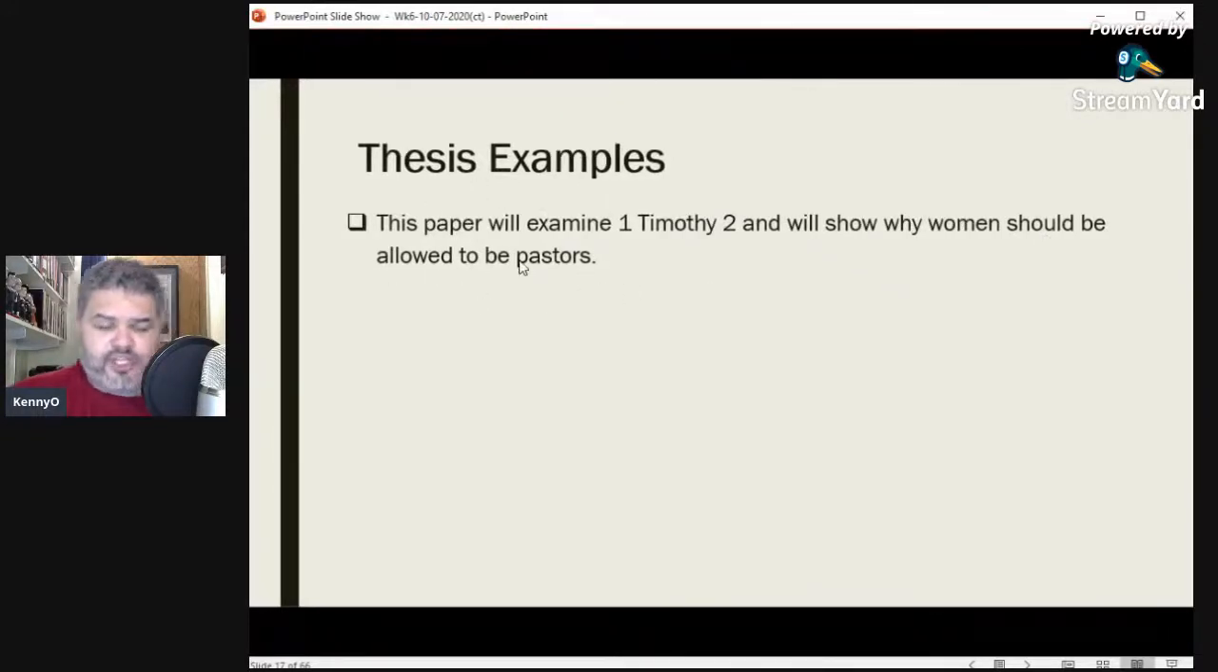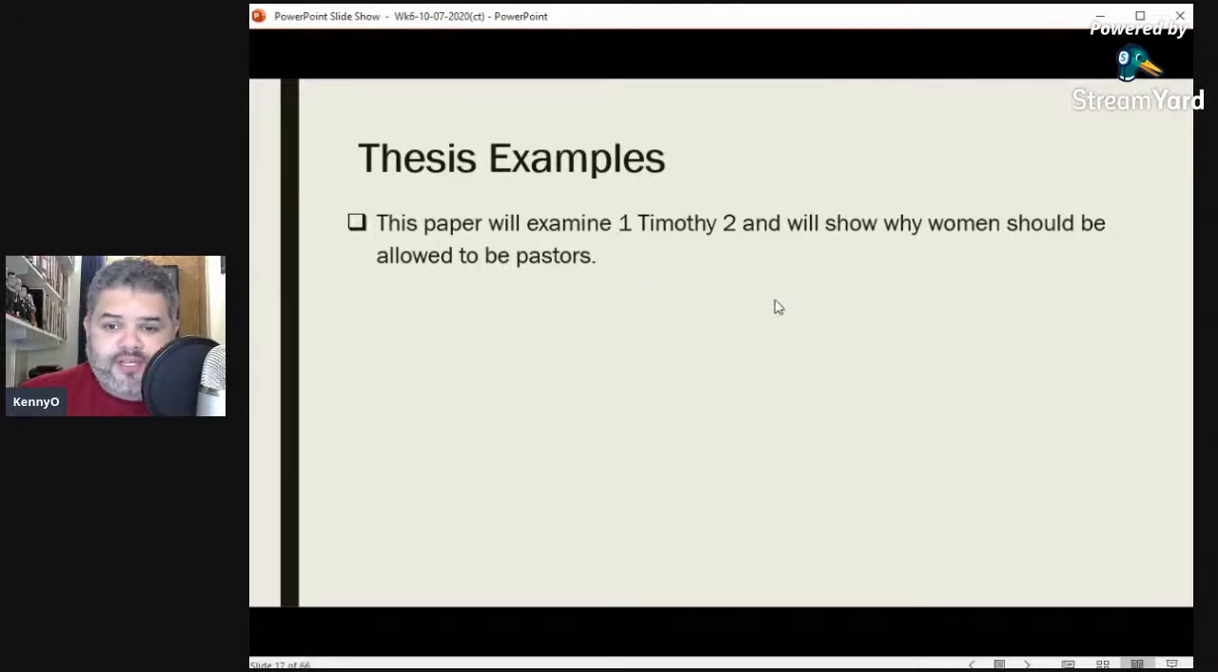As a part of the gender and sexuality class, we did cover gender roles in the family, in the local church, and in society. We talked about traditional gender roles and whether or not we, as contemporary evangelicals, should embrace these things. So this student chose to defend why women should be allowed to be pastors.